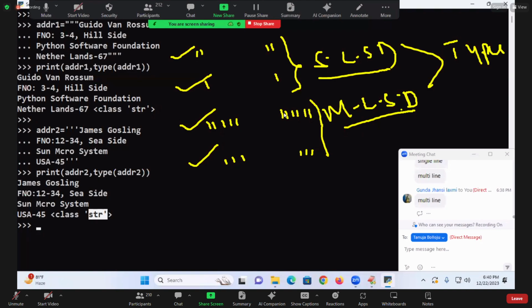How many notations are there? Number one, double quotes, single quotes, triple double quotes, triple single quotes.